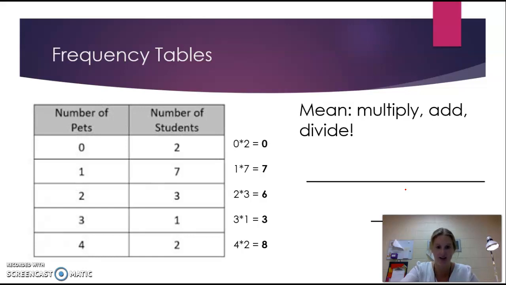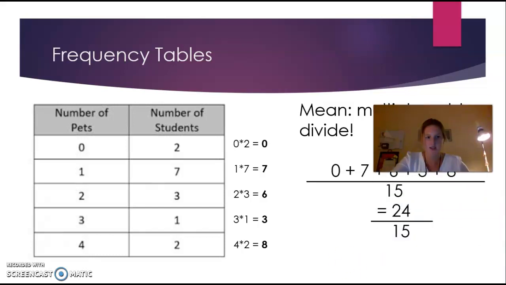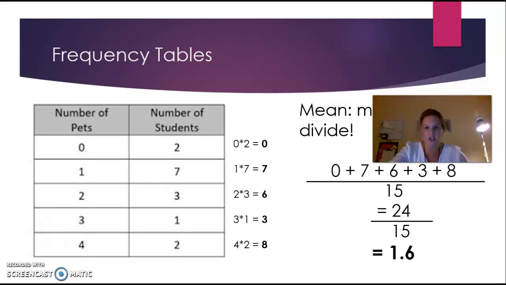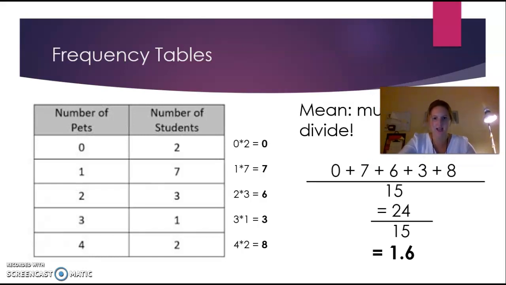So you're going to add the frequencies now. I multiplied: 2 students have 0 pets, 7 students have 1 pet, 3 students have 2 pets. You just multiply those up and add them together. I'm in the way, but you can see that 24 divided by 15 gives me an average. Students on average have 1.6 pets. We know it's not possible to have 1.6 pets, but that's the average the students at the school have, for example. We did that by multiplying the frequencies, adding them up, and then dividing by the total number of numbers. So you divide by the total. There are 15 numbers if I add up the frequency column, and that's what you divide by.